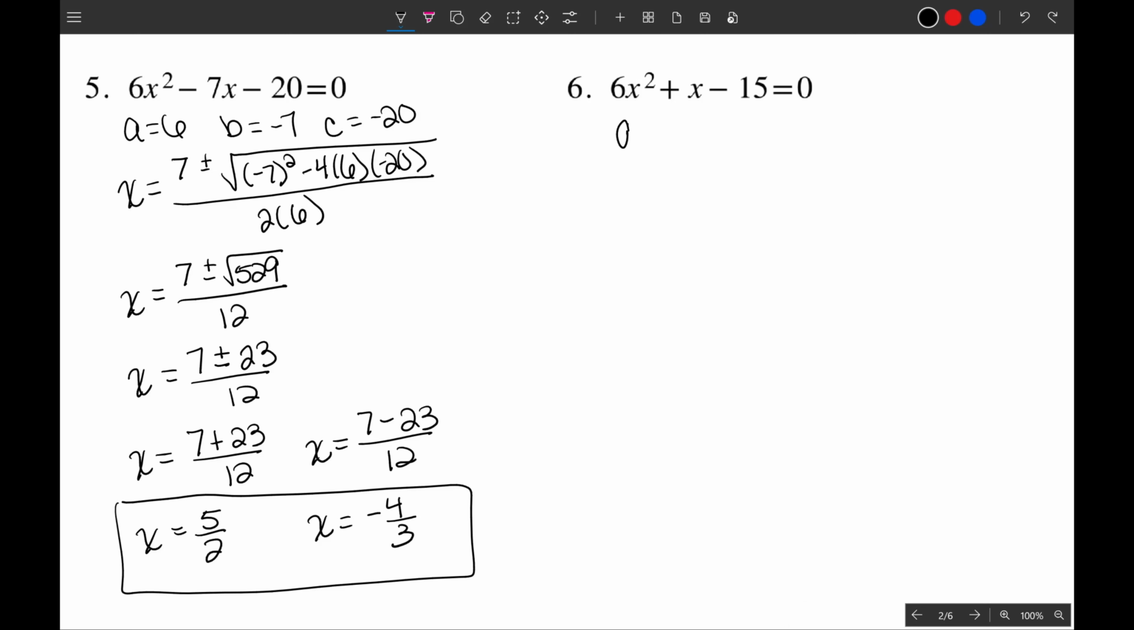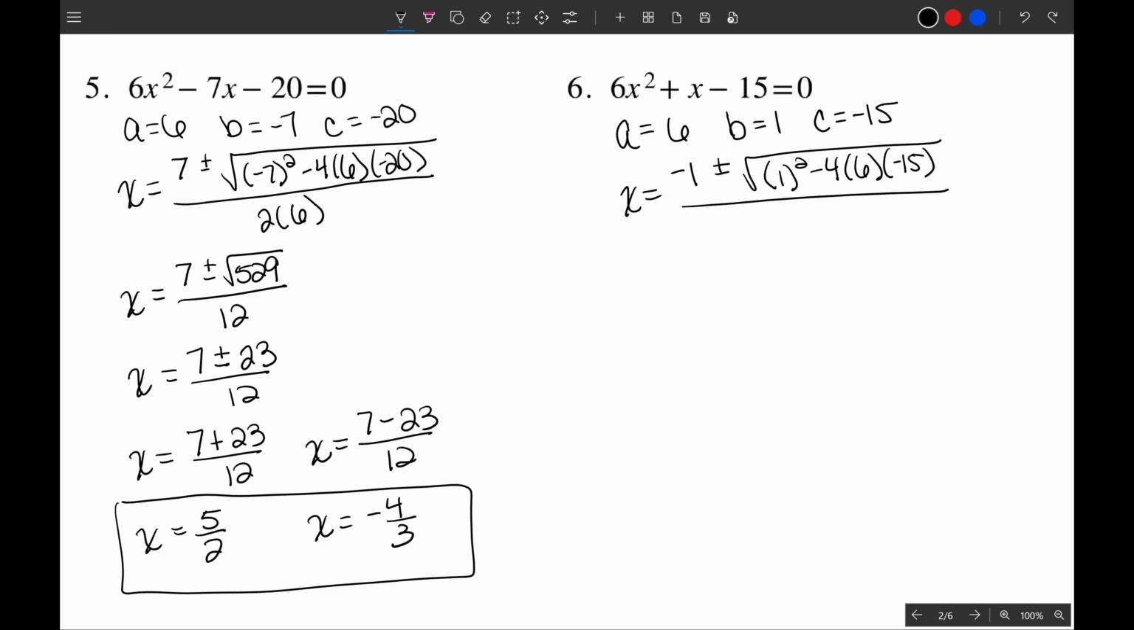All right, number 6: a is 6, b is 1, and c is negative 15. So x is equal to negative b, that'd be negative 1, plus or minus the square root of b squared minus 4 times a, which is 6, times c, which is negative 15, all over 2 times a.